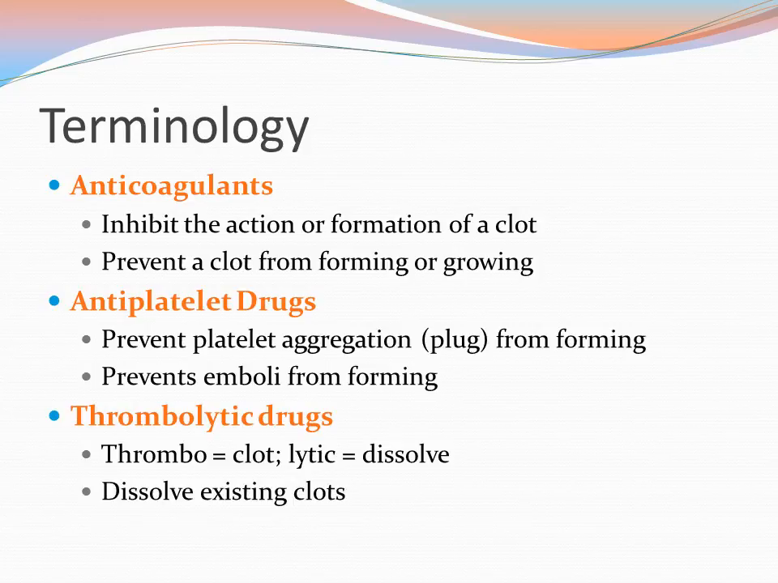Just a few terms I want you to get straight. The first one's an anticoagulant, and an anticoagulant is referring to a medication which is going to inhibit the action or the formation of a clot. The other thing you can do, if there's a clot in the body and we know there's a clot in the body, is we might give an anticoagulant to help prevent that clot from getting bigger.